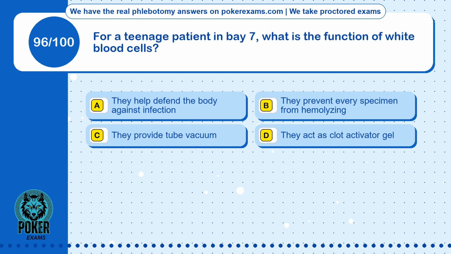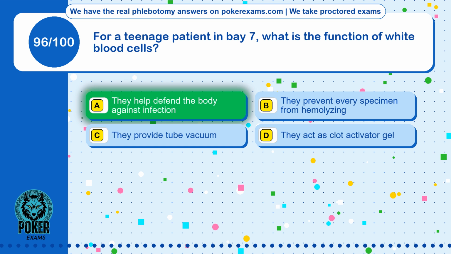Question 96. For a teenage patient in Bay 7, what is the function of white blood cells? Option A. They help defend the body against infection. Option B. They prevent every specimen from hemolyzing. Option C. They provide tube vacuum. Option D. They act as clot activator gel.